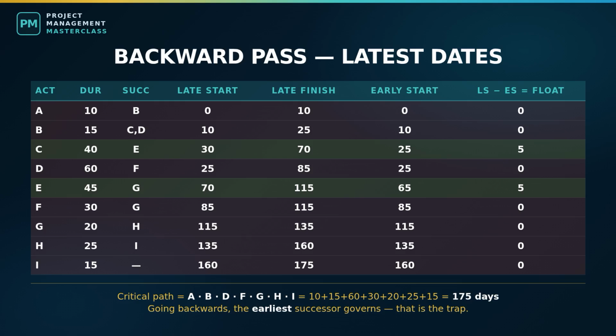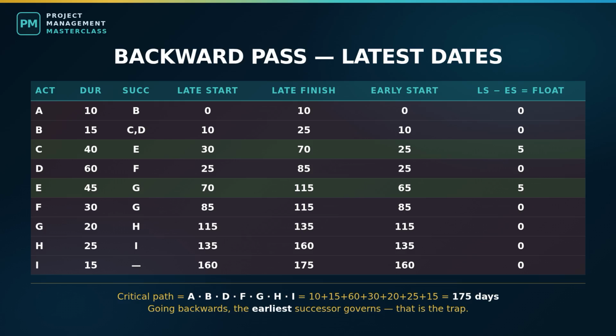Activity B, detailed engineering. It is followed by both C and D. C must start by day 30. D must start by day 25. Which governs? The earliest of them, day 25, because D is the demanding one. So B's latest finish is 25, 15 days back. Latest start day 10, same as its earliest start. No gap. Activity A, followed by B, which must start by day 10. Latest start day 0, no gap.